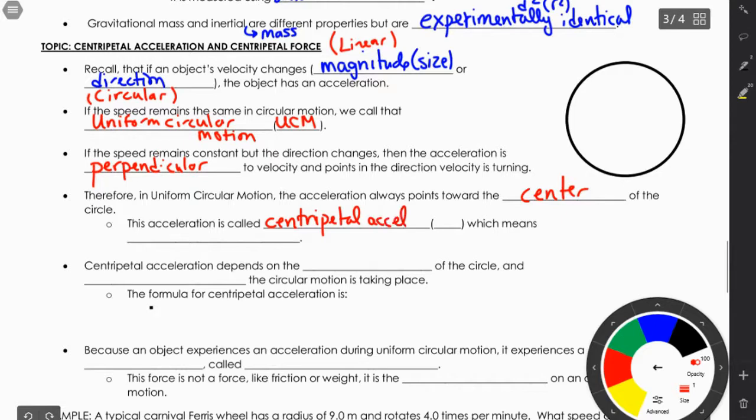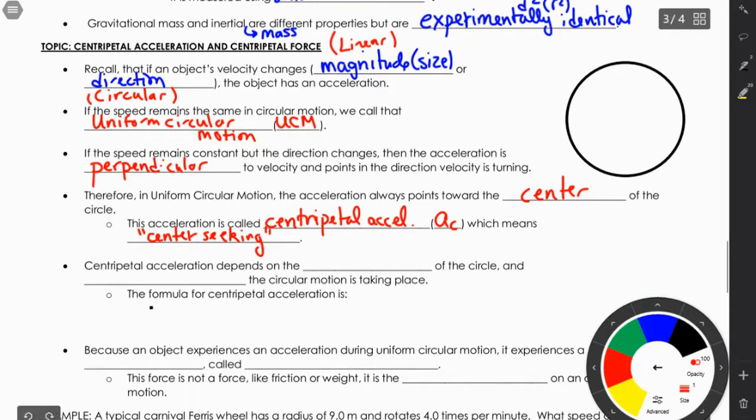Now, remember when we talked about one-dimensional motion, we don't say the D word. Here we don't say the F word. So we replace pedal with fugal, F-U-G-A-L. That is not what we're looking for. Centripetal literally means center seeking. The prefix centri means center, and in this case, the suffix pedal means seeking.